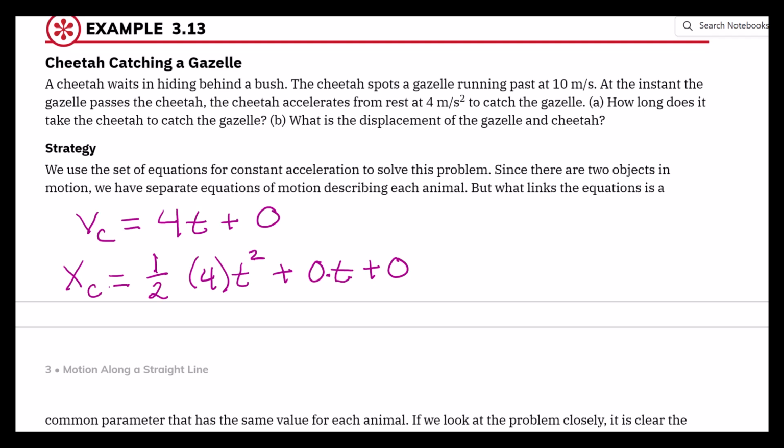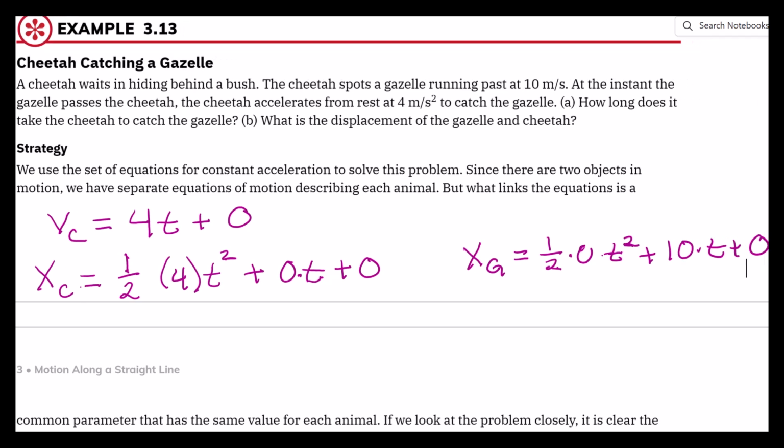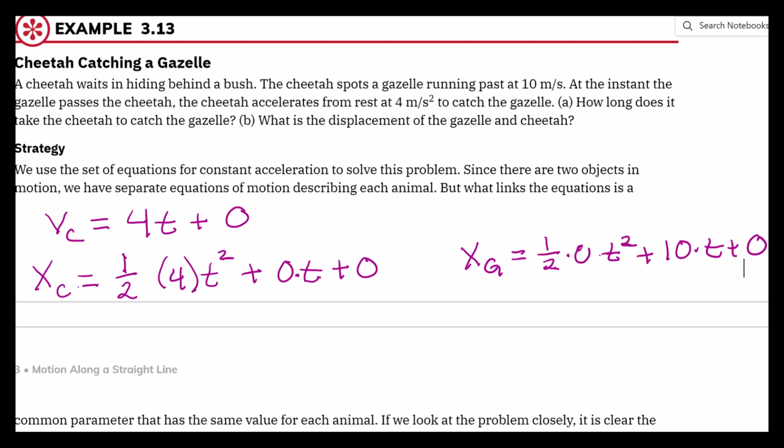And now the gazelle apparently does not recognize that anything's happening, so it spends the same amount of time traveling. The distance traveled by the gazelle will be 1/2 acceleration, but that's 0, t squared, plus 10t, her initial velocity, plus 0. And so the question is, how long does it take until these two touch? Then they meet, and they give each other hugs and kisses, and they have a party.